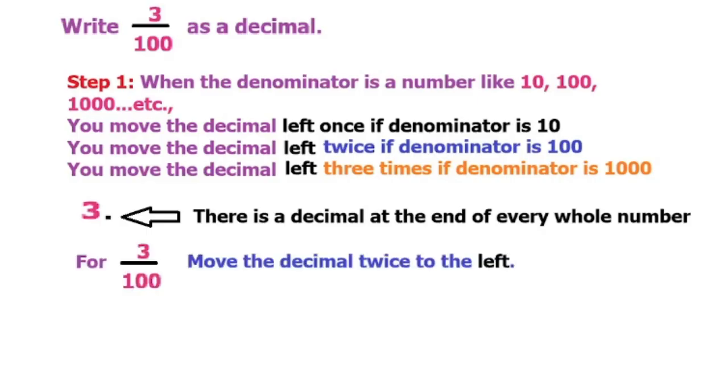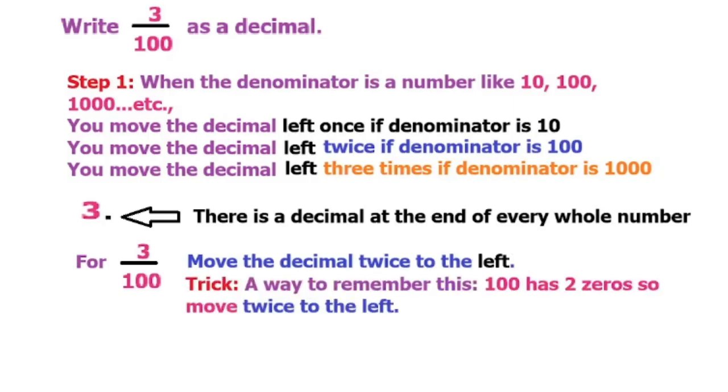Every whole number has an invisible decimal at the end. So for 3 over 100, we move the decimal twice to the left, right? Because that's the rule in our step here. And then a trick to remember this, a way to remember this, 100 has 2 zeros, so move twice to the left. So just follow the number of zeros that there are.